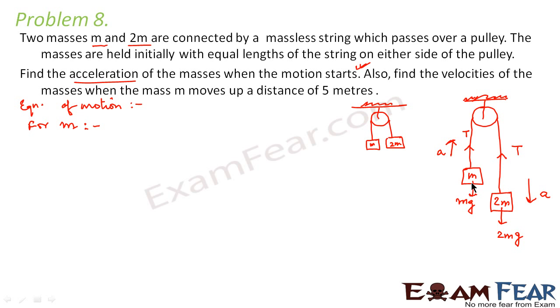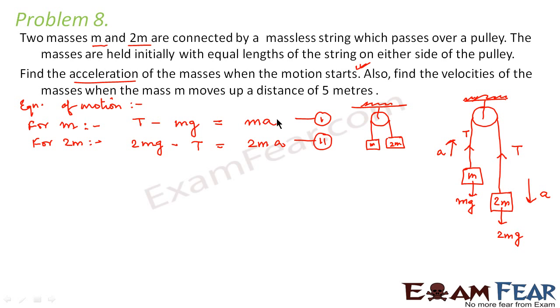For m, since it is moving up, the equation would be T minus mg. T should be more than mg, so T minus mg is the net force, and net force is equal to mass into acceleration, so it will be ma. Similarly, for 2m, since it is moving downwards, it would be 2mg minus T is equal to 2m into a, that is the net force acting on it, equal to mass into acceleration. Here mass is equal to 2m. So these are the two equations which we found.